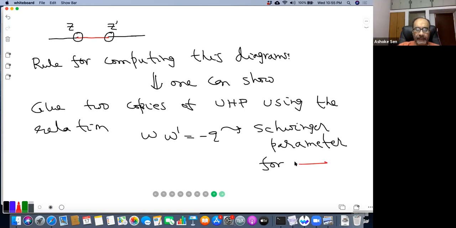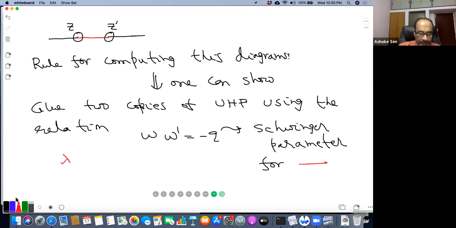So essentially what string field theory tells us is that the result of computing this diagram is to integrate over a two-point function of closed strings on the disk. And that particular disk is obtained by this sewing procedure. So let's see how this works.